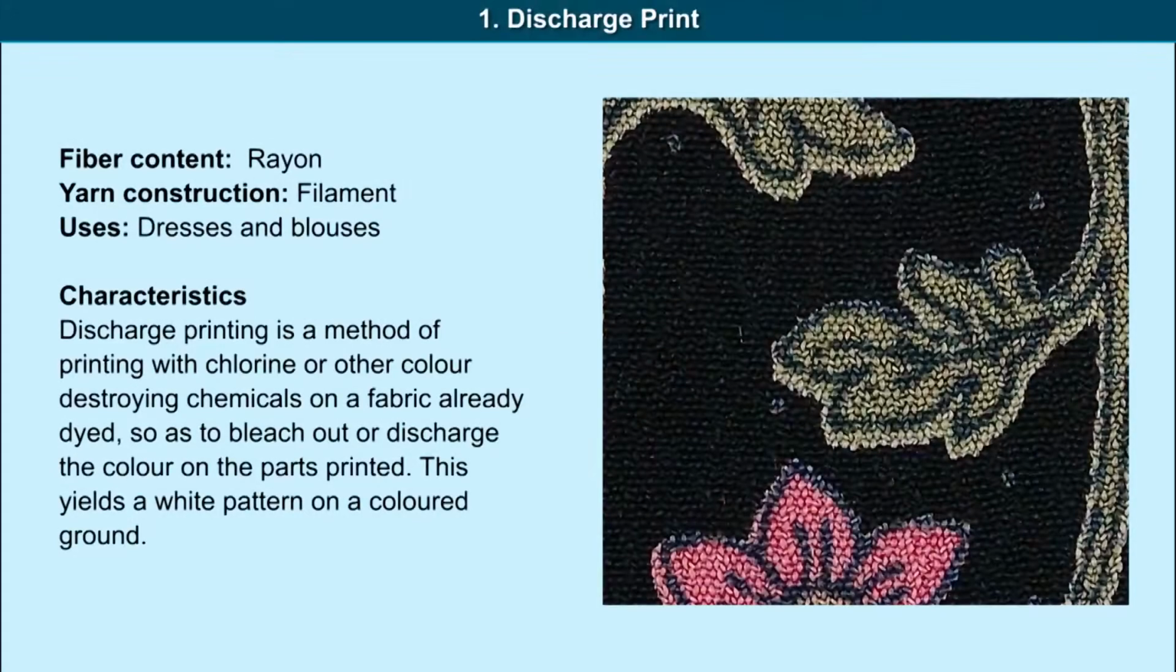Quality prints. Under this, discharge printing will be discussed. A fabric contains rayon, which is a filament yarn, and discharge printing is a method of printing with chlorine or other color-destroying chemicals on a fabric already dyed so as to bleach out or discharge the color on the parts printed. This yields a white pattern on a colored ground.